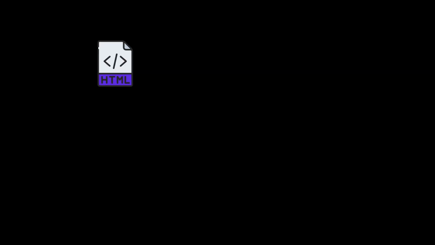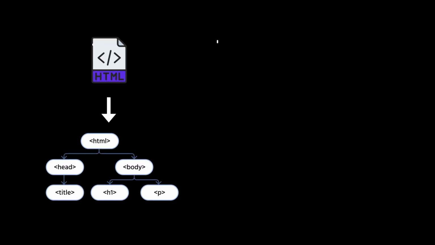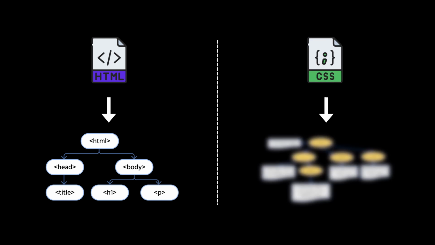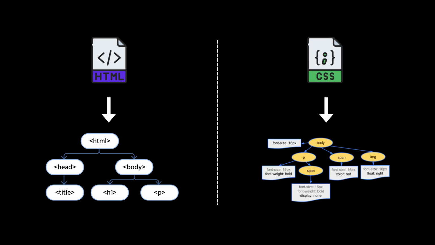Okay, let's do a quick recap. The browser has parsed the HTML to create the DOM tree, and it's parsed the CSS to create the CSS object model tree. So now we have two separate trees. The browser needs to combine them to figure out what the final page will actually look like. This next step is creating the render tree.